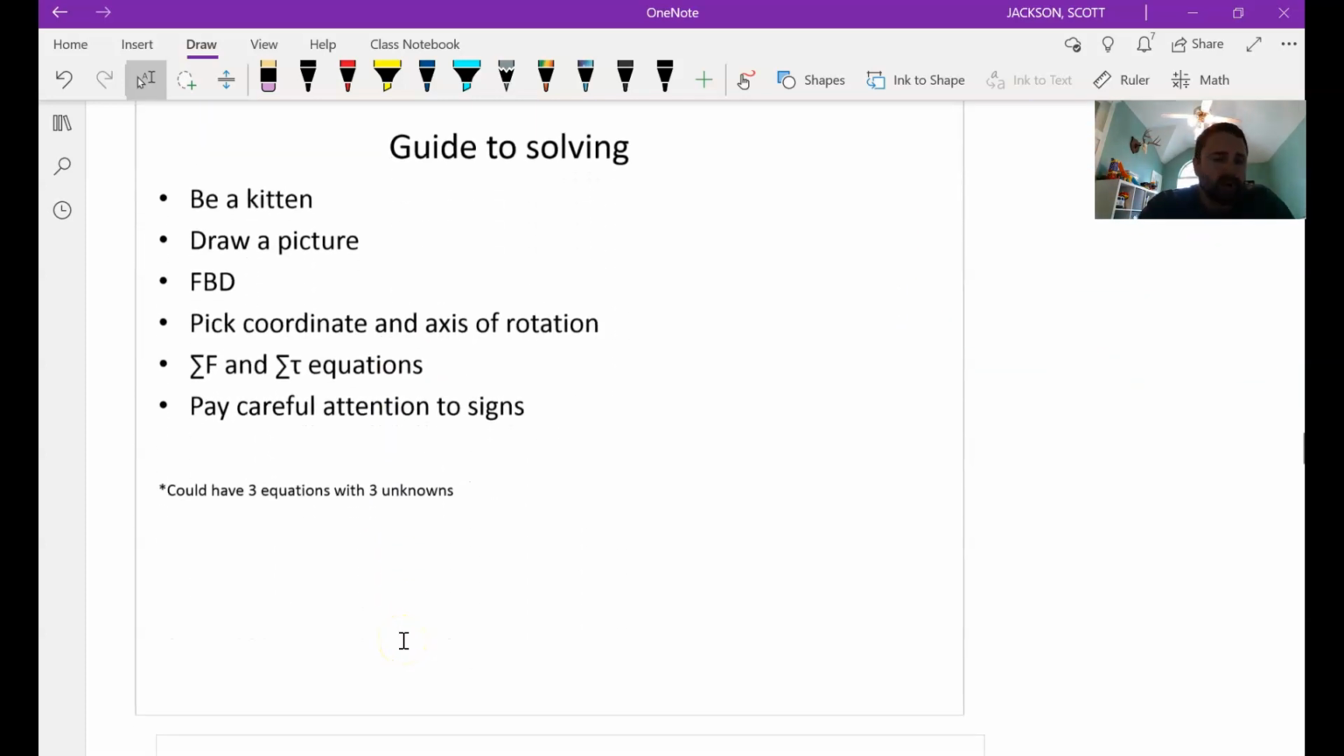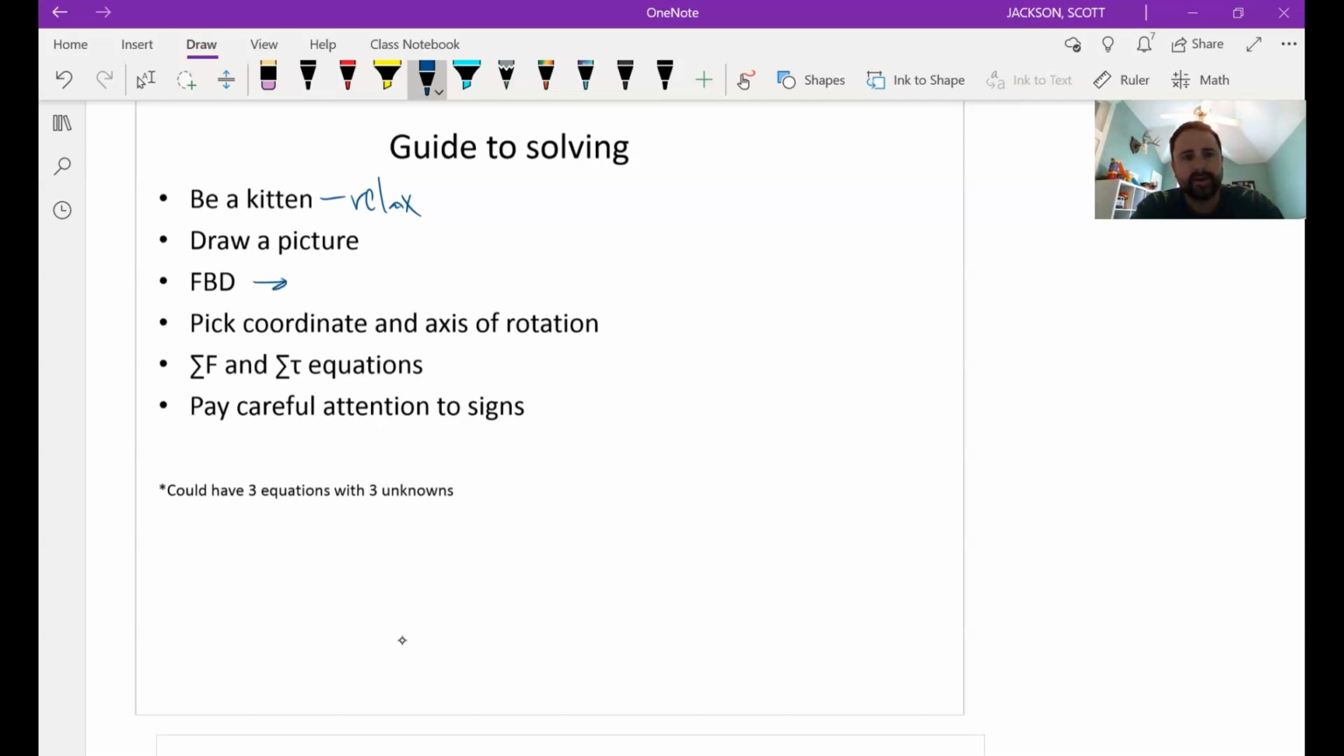So, problem solving with these, it's back to the same. Be a kitten. Remember, just relax. Okay? Don't freak out. Just do the best you can and say, hey, I can do each of these little steps, especially on the free response on the AP test, they're just going to look for partial credit. Draw a picture, that's always going to help. Have your free body diagram.